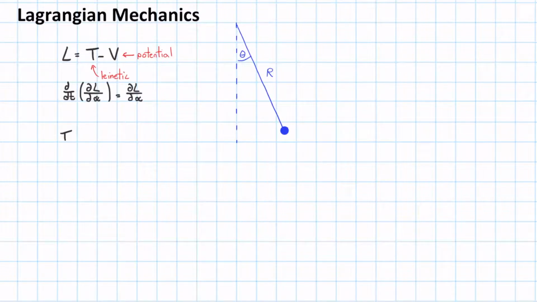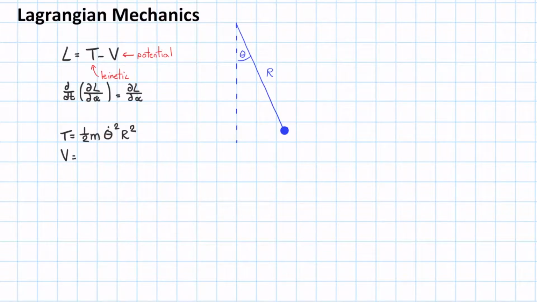T equals half mv squared, but here we want everything in terms of the one variable that we have in this problem, which is theta. So v is actually theta dot r. So v squared is theta dot squared r squared.